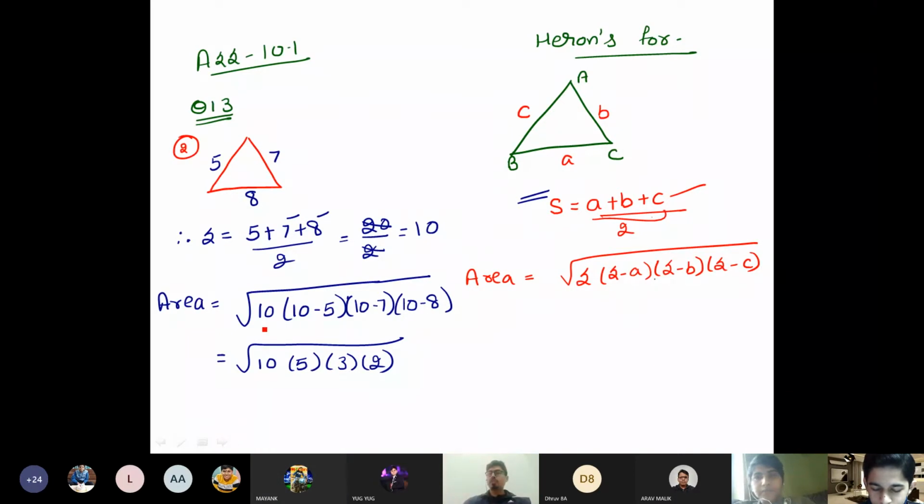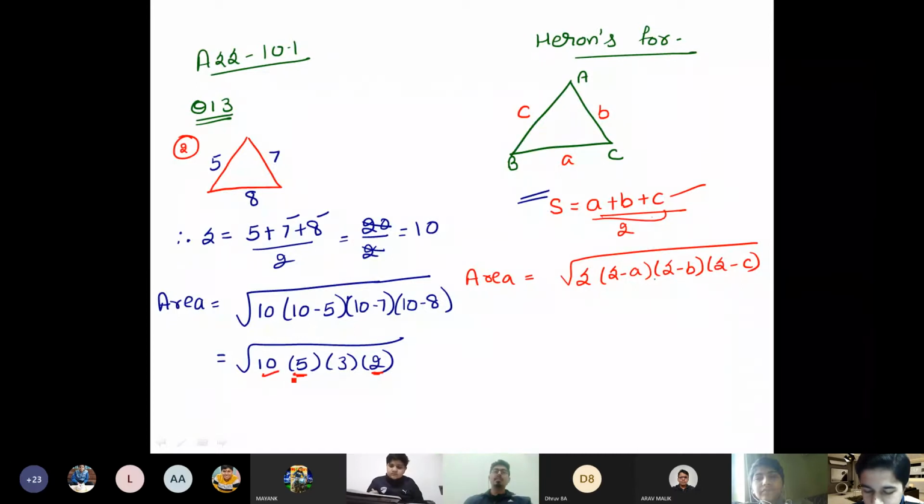Okay, now students, we know that to find out the square root, we have to make the pairs. Now see this, 5 multiplied by 2 is 10. This 10 and this 10 are making one pair. So 10 will come out of the root. And the only number that is left is 3. So it will be 10 root 3.